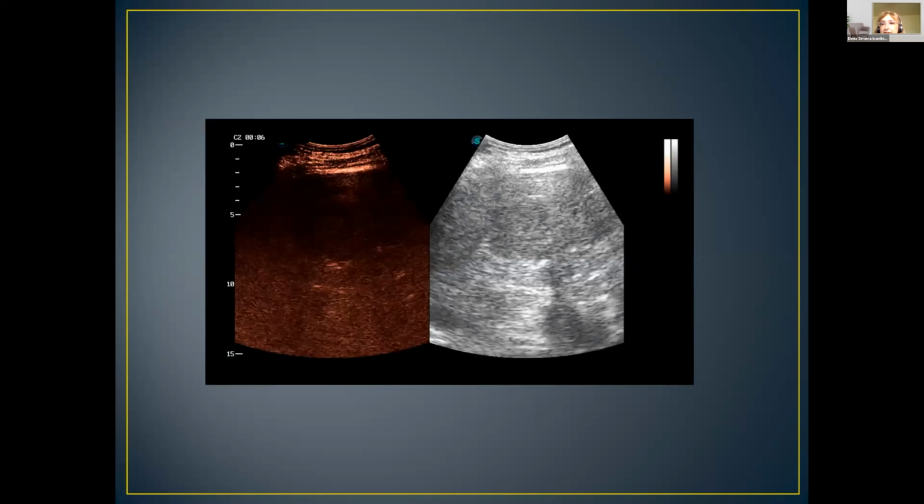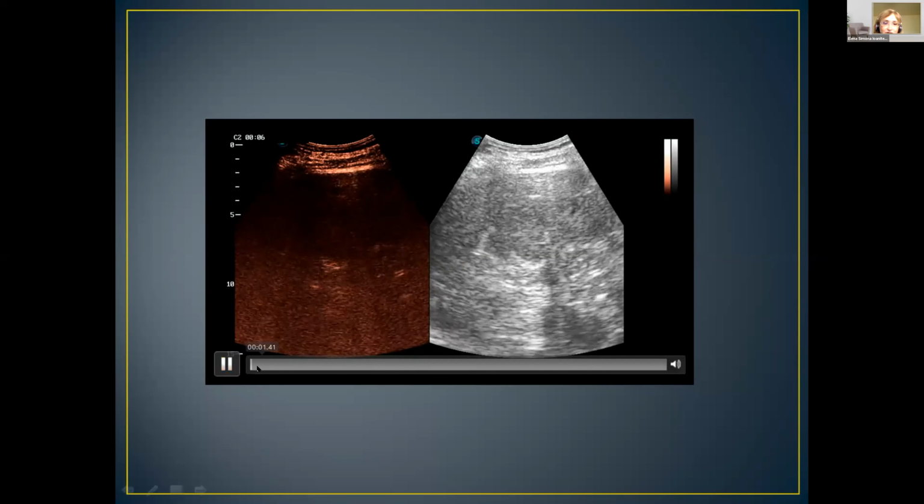So we have an answer. Liver metastasis. Okay, let's see what CEUS shows. We have also two more answers, students who answer ectopic spleen tissue. So what does CEUS show us?